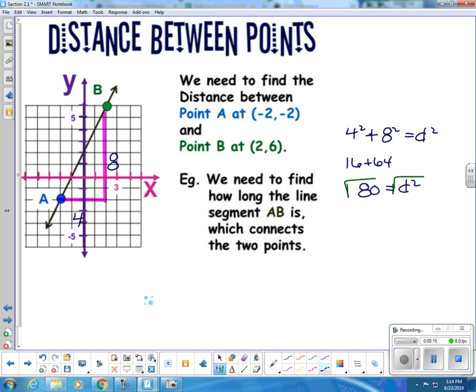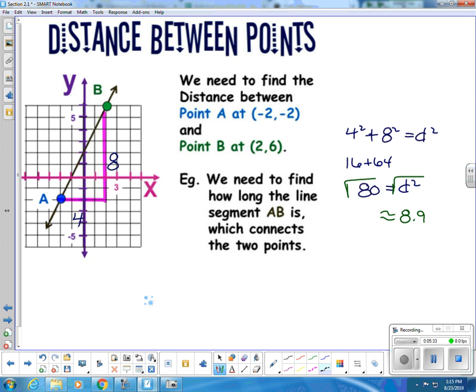Oh, I was going to simplify the radical. Hold that train. 8.9? Because 81 is 9 squared, right? So that's a real good estimate. So this is approximately 8.9. But we do need to know how to simplify the radical. So how do we do that?